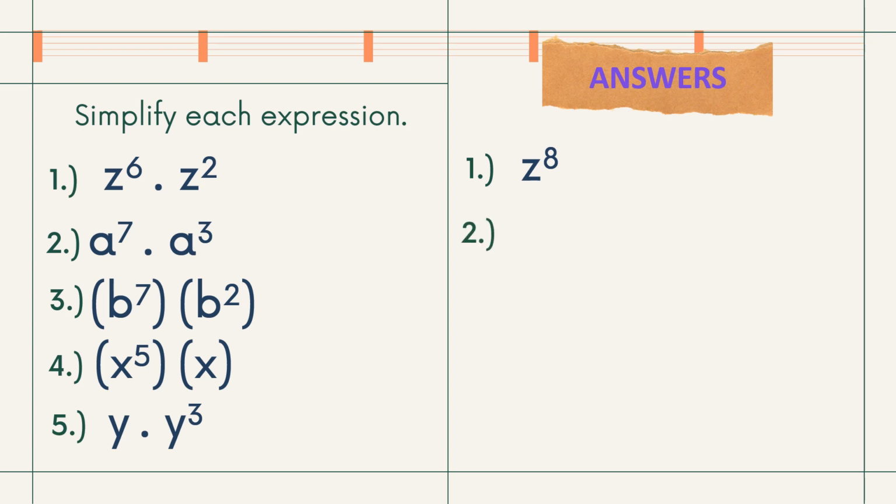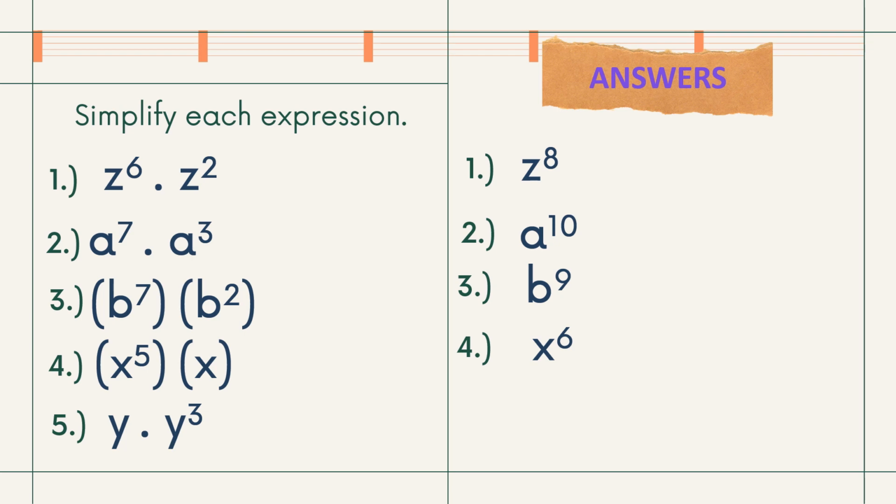How about for number 2? Very good. That is a to the 10th power. What is your answer for number 3? Alright, you got the correct answer. It is b to the 9th power. What is your answer for number 4? Yes, the correct answer is x raised to the power of 6.